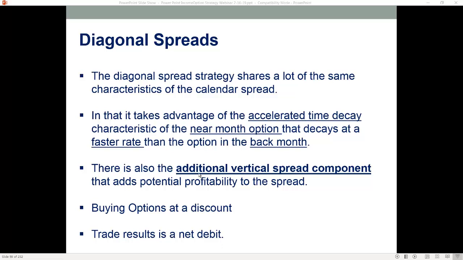But what it does is it adds an additional vertical spread component to add that potential profit point for a directional move up or down. So basically what happens is you're setting up a structure where you can actually buy options at a discount. So let's take a look at a trade setup here to show you how this kind of buying options at a discount can work. So here's Apple.